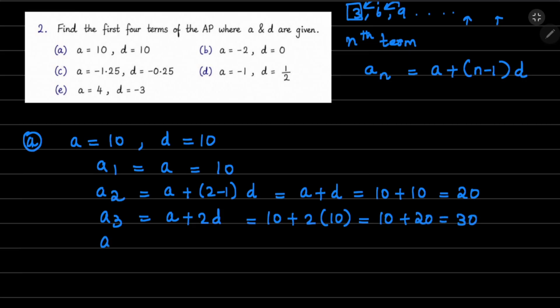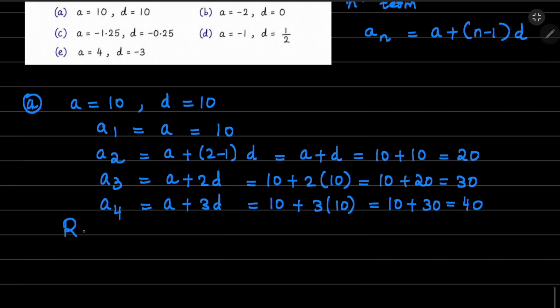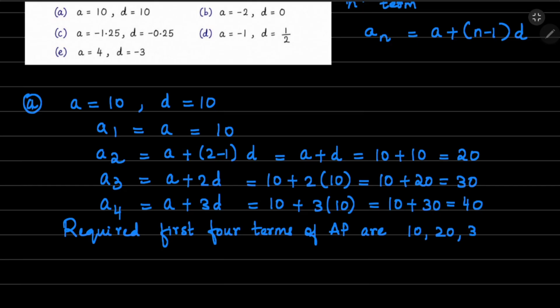You have to find the first 4 terms. So the fourth term is equal to A plus 3D. So 10 plus 3 into D, which is 30, so 10 plus 30 is equal to 40. So the required first 4 terms of the AP are 10, 20, 30, 40, and it goes on.